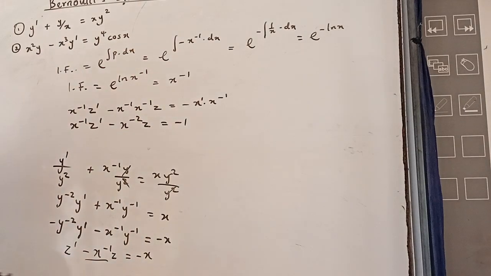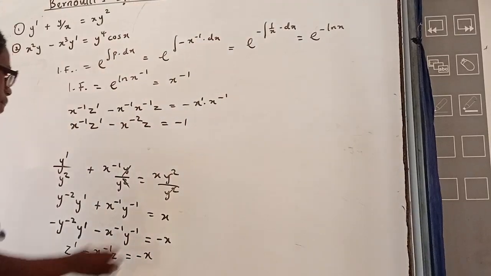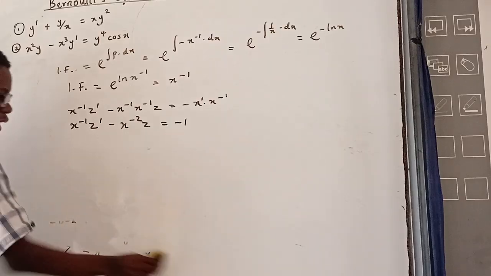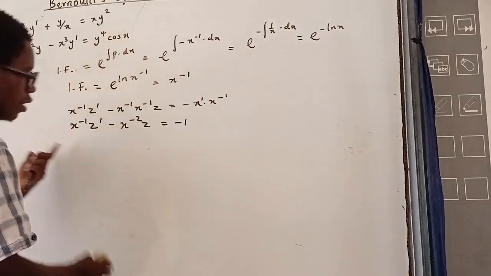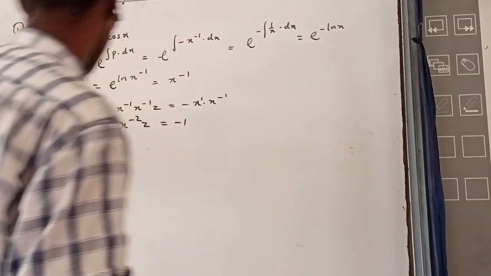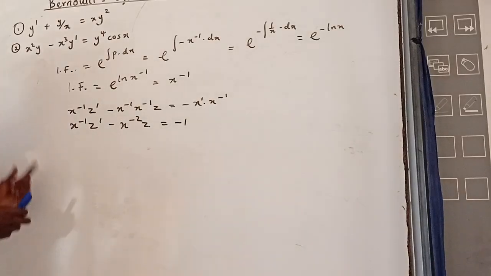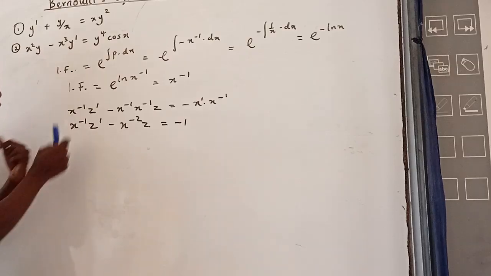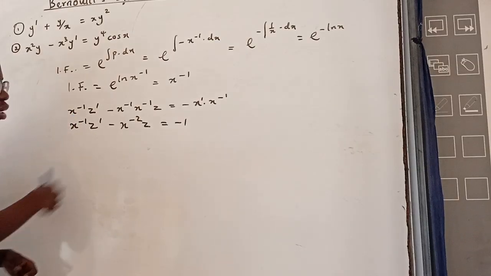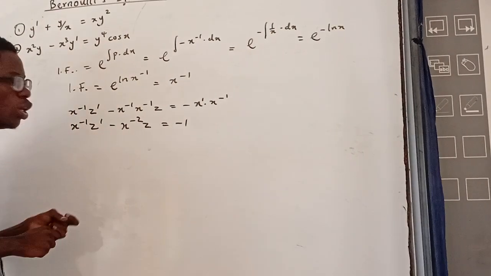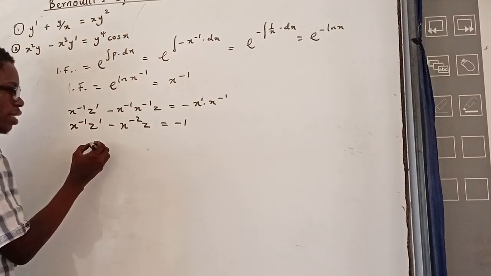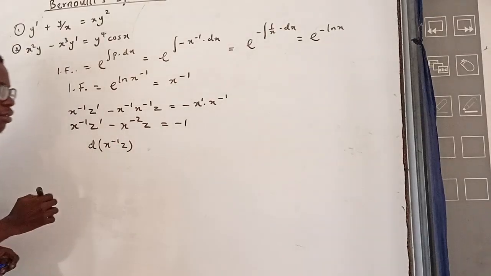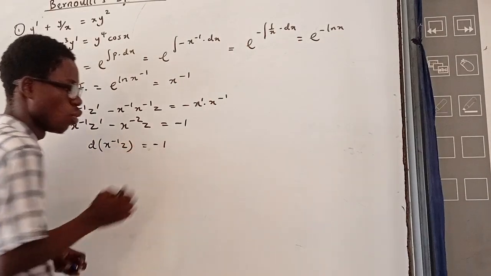So looking at this, after we have used integrating factor, don't forget this. After we have used integrating factor, you are going to look at your left hand side. This left hand side, we have differentiated z to get z prime. We differentiated x raised to power minus 1 to get minus x raised to power minus 2, which means I can rewrite this part as differential of x minus 1 z equals to minus 1.